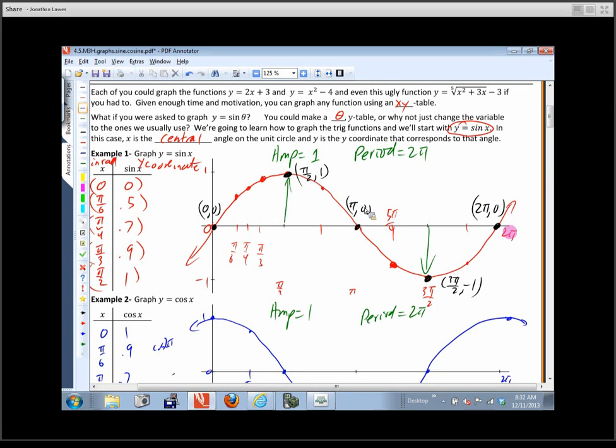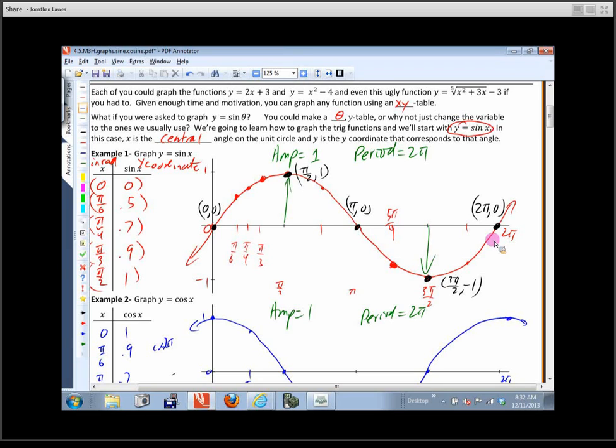And then the pattern just continues to repeat if we were to go around the circle or change the central angle to be bigger than 2 pi or less than 0. Go in the positive direction or the negative direction. So those are the 5 key points right there. So when I say you need to memorize this pattern, that's what you want to memorize.